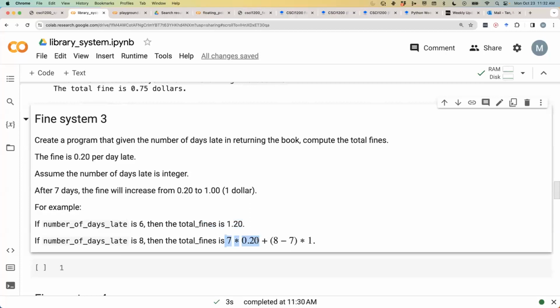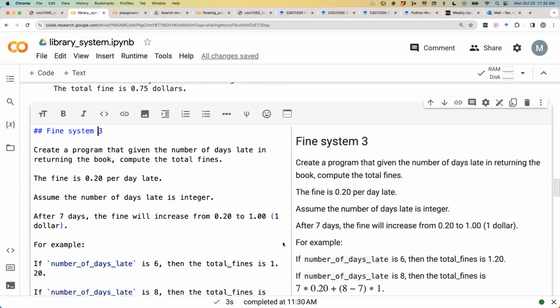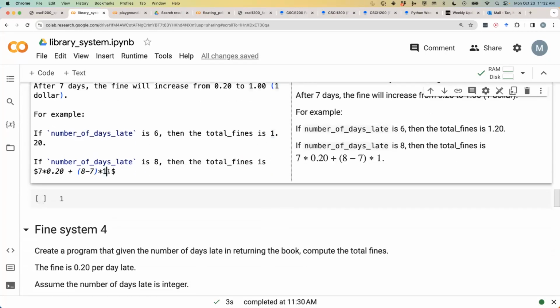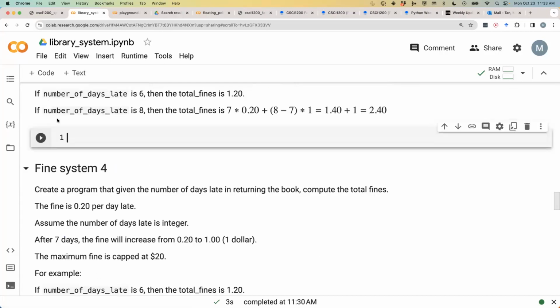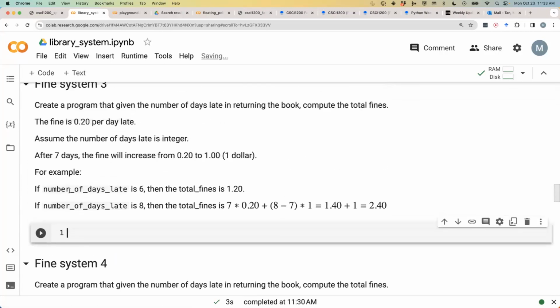If the number of days late is 8, then the total fine will be 7 times 20. That will be the first 7 days total fine, plus the remaining days that you return late will have a $1 charge. The remaining days will be 8 minus 7 if your number of days late is 8. So 8 minus 7 times 1. So the total cost will be 1.4 plus 1, which is 2.4. So $2.40.